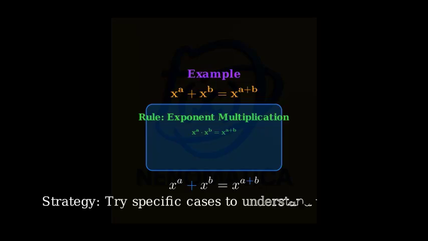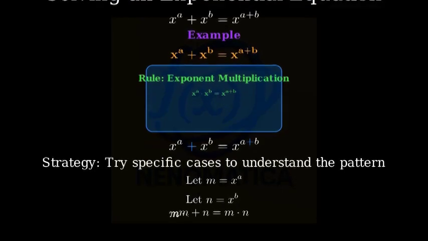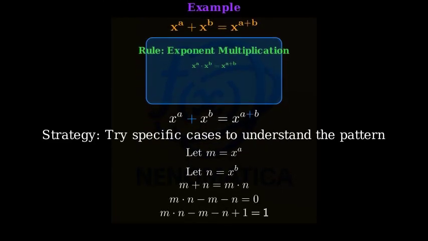Let's substitute values to see when this equation could be true. Let's introduce new variables to make our work easier. Let's call m equals x to the power of a and n equals x to the power of b. With these substitutions, our equation becomes m plus n equals m times n.